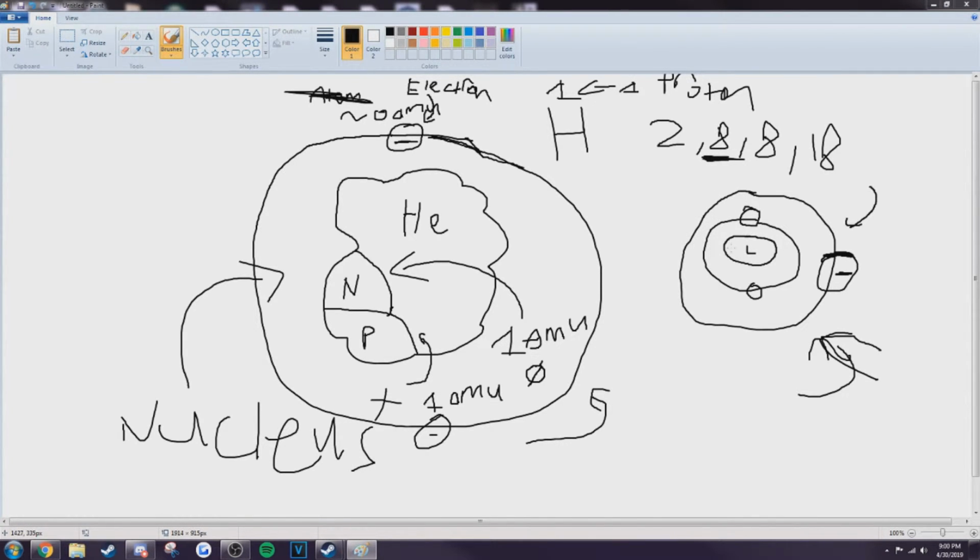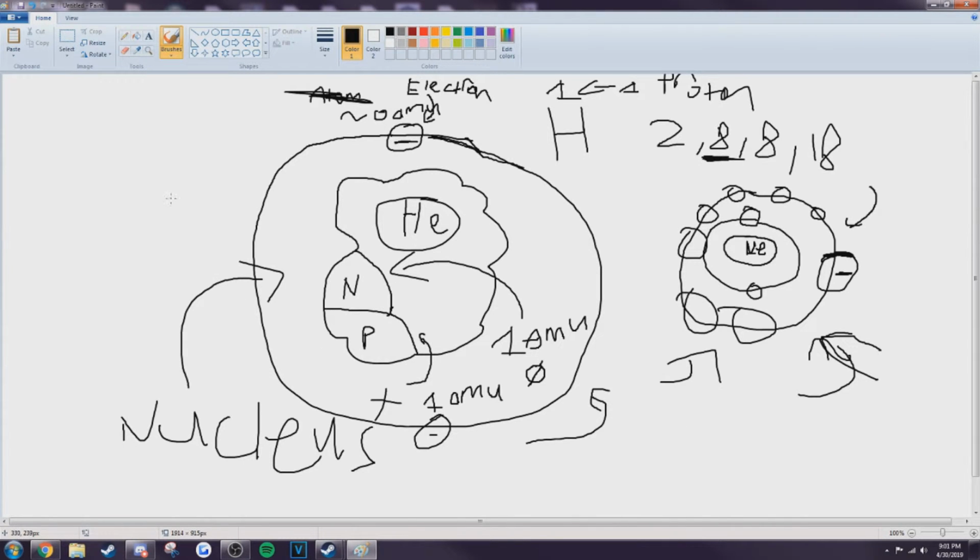The second ring actually has a max of 8. So 1, 2, 3, 4, 5, 6, 7, 8. If it has 8, this is actually neon, which is number 10. And neon is also a noble gas like helium. So that means neon is super stable, along with krypton and other cool noble gases. And that's why they're called noble, because they're stable and they're very cool.